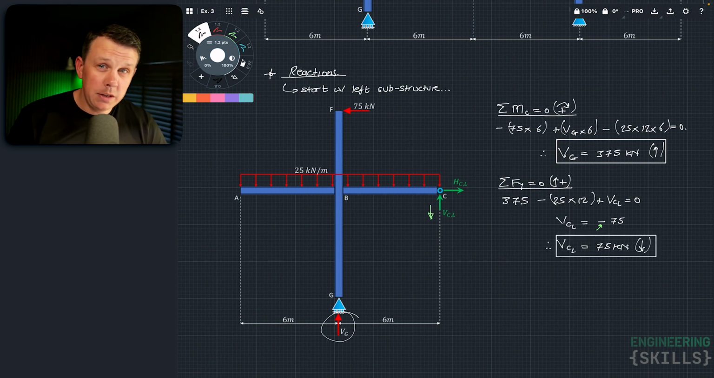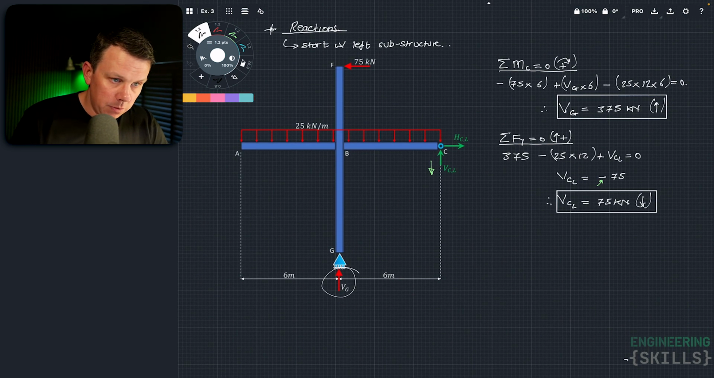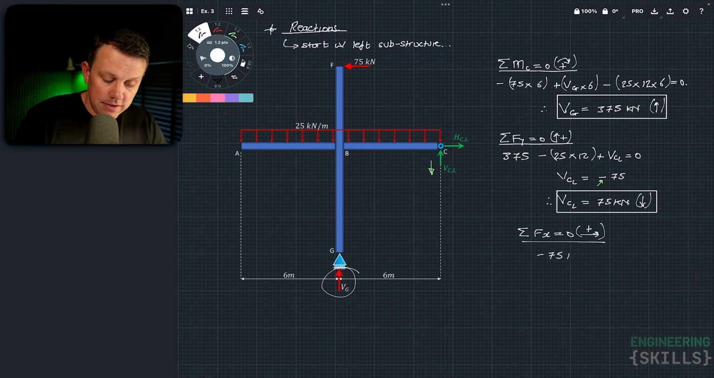Okay, and then finally we can work out the unknown horizontal force by taking the sum of the forces in the x direction, and we can almost say by inspection, because there are only two horizontal forces, one must equal the other. We can say sum of the forces in the x direction must equal 0, forces to the right are assumed positive. That would give us a negative 75 plus HCL is equal to 0, and therefore HCL is equal to 75. Positive number, which means it does indeed point that way, to the right.